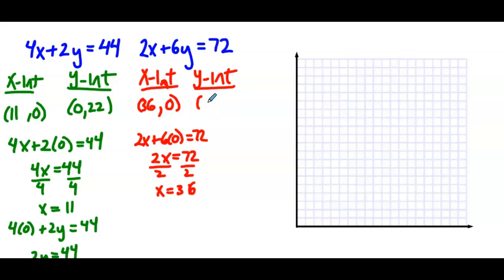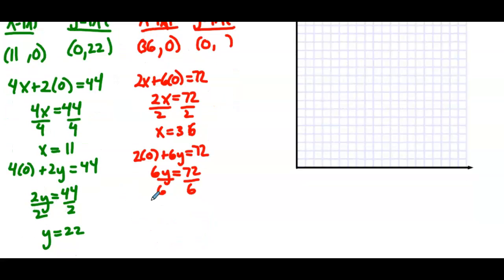And then the y-intercept, a point whose x-coordinate is 0. So 2 times 0 plus 6y equals 72. So 2 times 0 is 0, 6y equals 72. Divide both sides by 6. y equals 12.